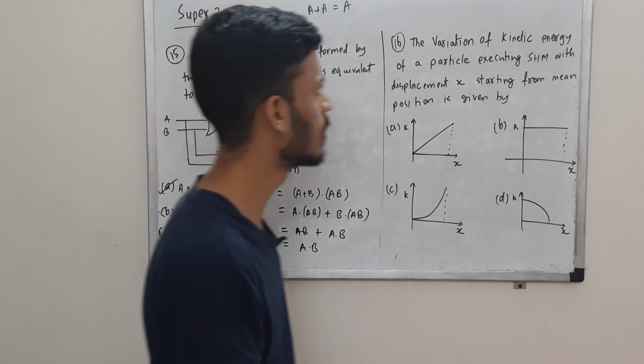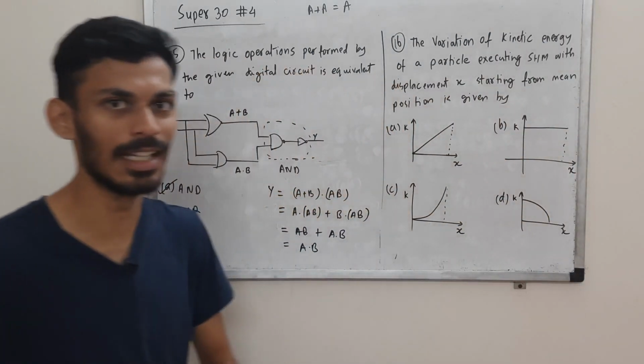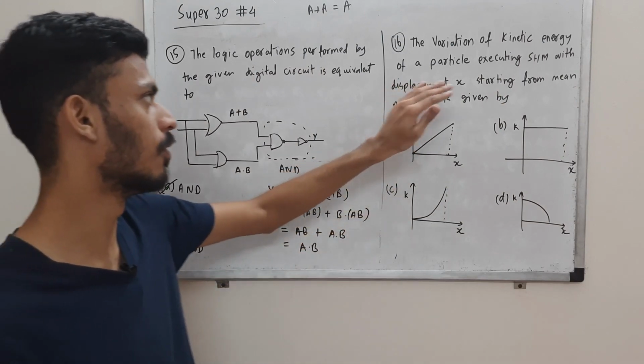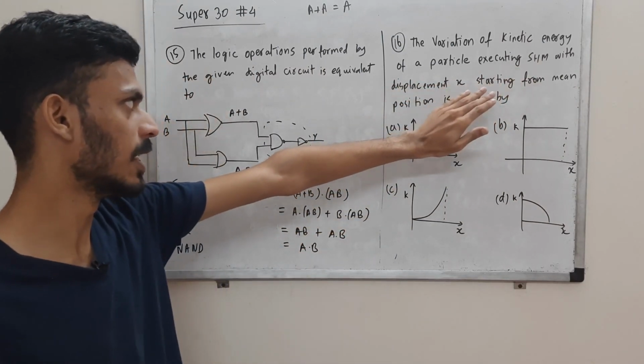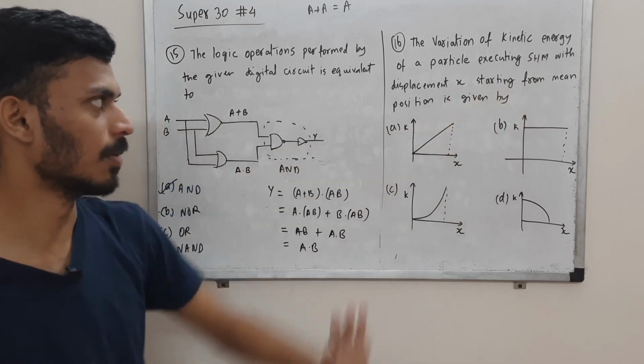Okay, let's come to this one. Here we have kinetic energy. We are supposed to tell the correct plot of kinetic energy versus the displacement for SHM, and the displacement is x. Okay, x is starting from the mean position.